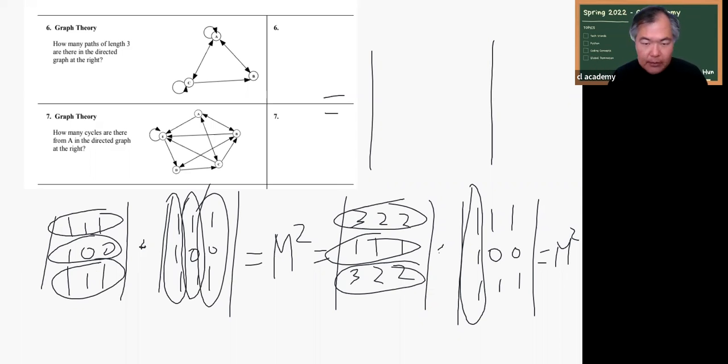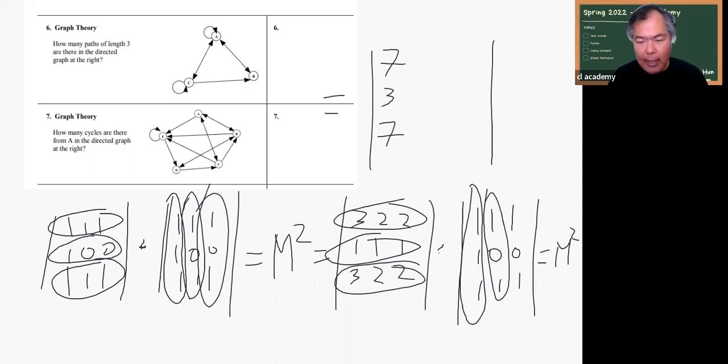So what is row A times column A? That would be 3 plus 2 plus 2, so that would be 7. Then row B times column A, and that would be a 3. Now row C times column A, and that would be 7 also. Then we go to column B.